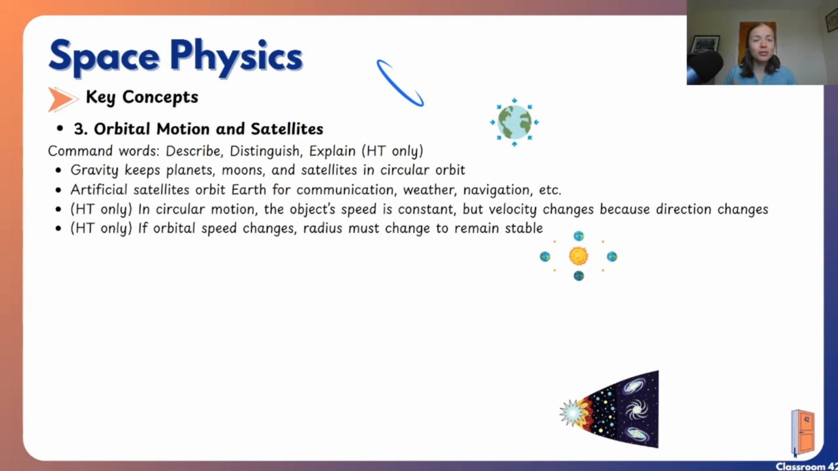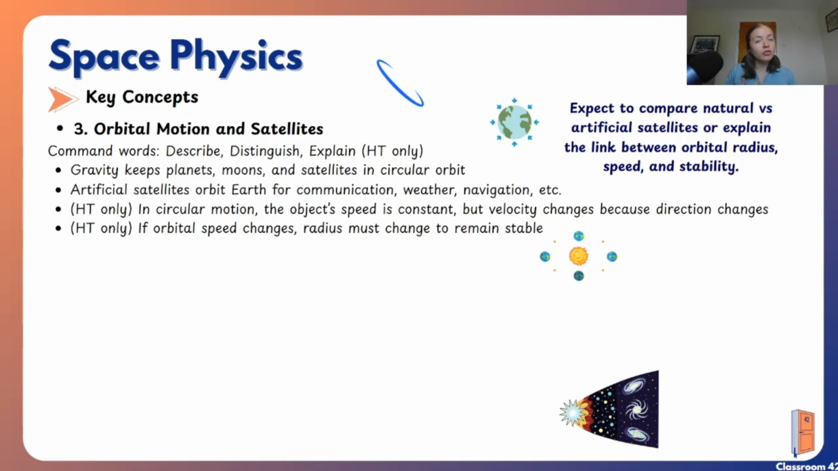For higher tier students, you also need to be able to discuss circular motion. So the object's speed is constant, but the velocity changes because the direction changes, and also discuss that if the orbital speed changes, the radius must change in order to remain stable. So expect to compare natural versus artificial satellites, or explain the link between orbital radius, speed and stability.